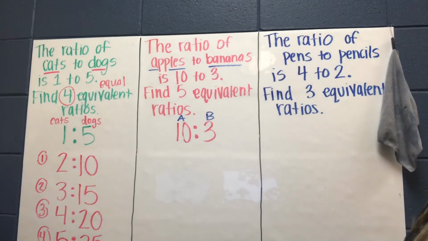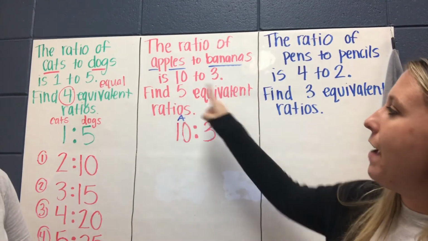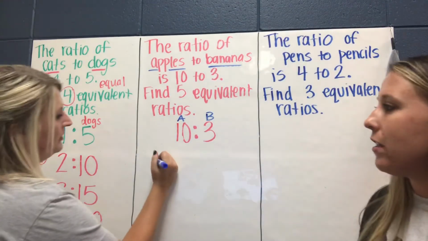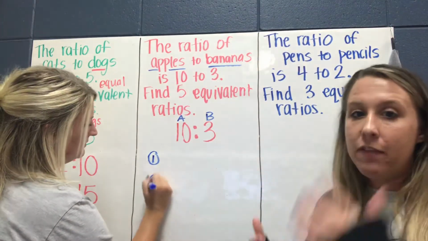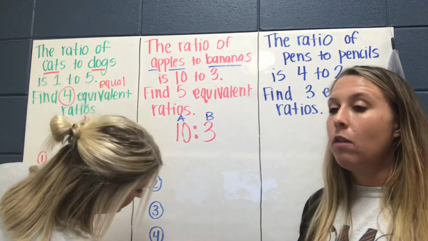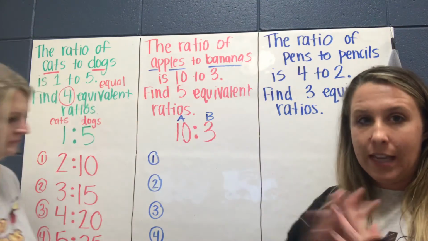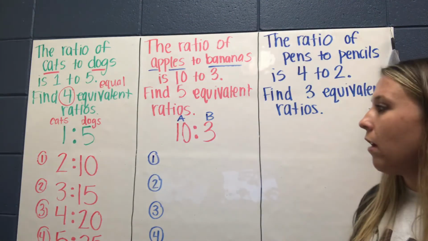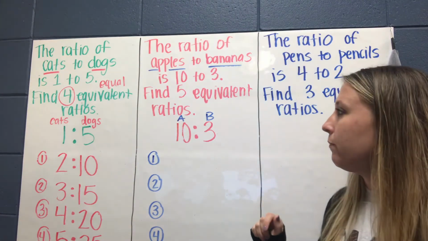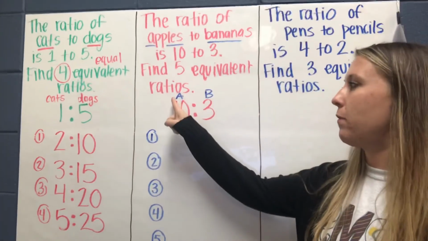All right, so then the question says find 5 equivalent ratios. So we have to find 5 equivalent. So we like to go ahead and number 5, make 5 spots, so that way we don't do more than we have to and we don't do less than we have to. We make sure we get exactly how many we need. All right? So we're going to skip count for our apples first.